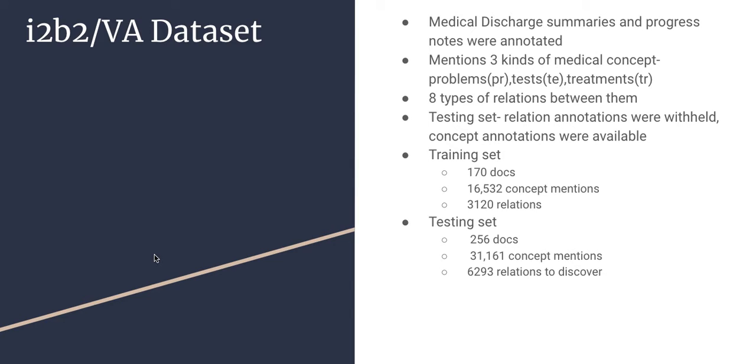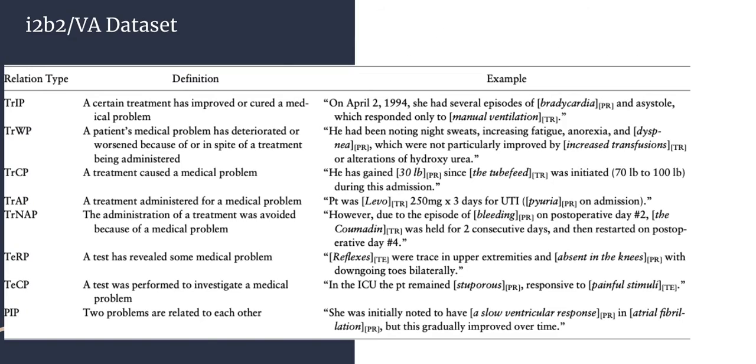In the training set there were 170 documents, whereas in the testing set 256 documents. In the testing set, the annotations of the concepts were provided, whereas the relation annotations were withheld. Also, in the training set there were 16,000 concept mentions, while in testing 31,000, and in the training set 3,000 relations were annotated, whereas in the testing set around 6,000 relations needed to be discovered.